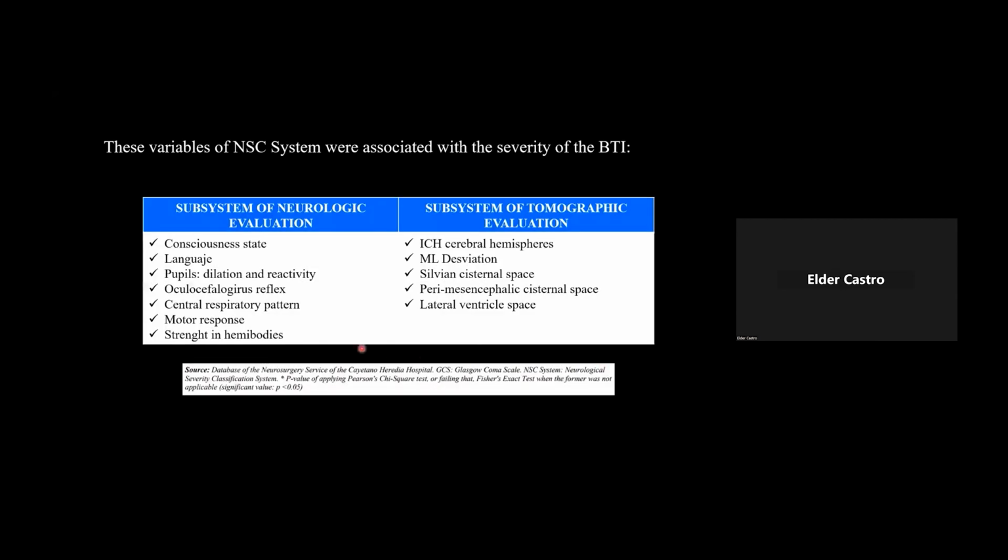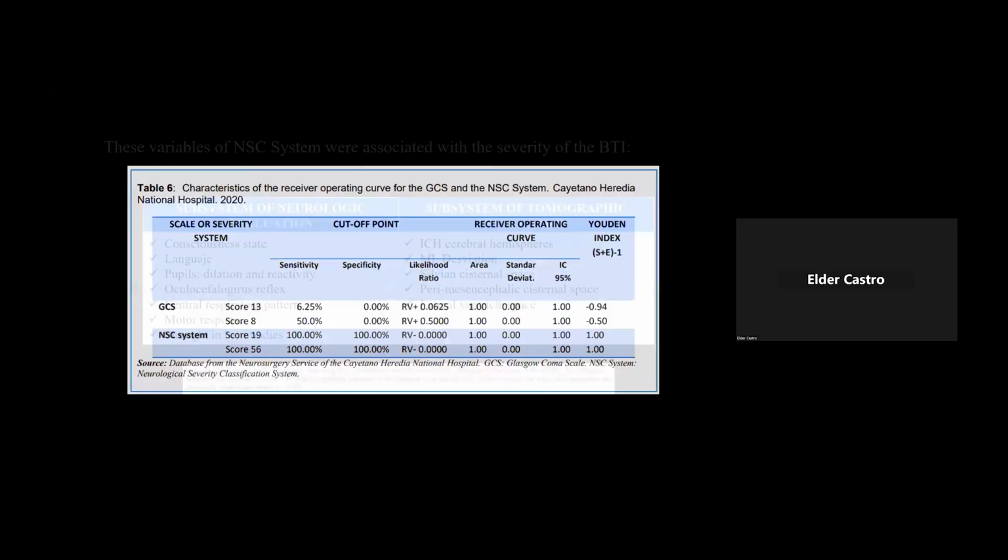Key points in this research. There were 7 variables in the subsystem of neurological evaluation and 5 variables in the subsystem of tomographic evaluation of the MINSA system associated with the severity in BTI. These were a good fit in both classifications. This allowed us to identify categories in each system with the best Youden index score for any system.